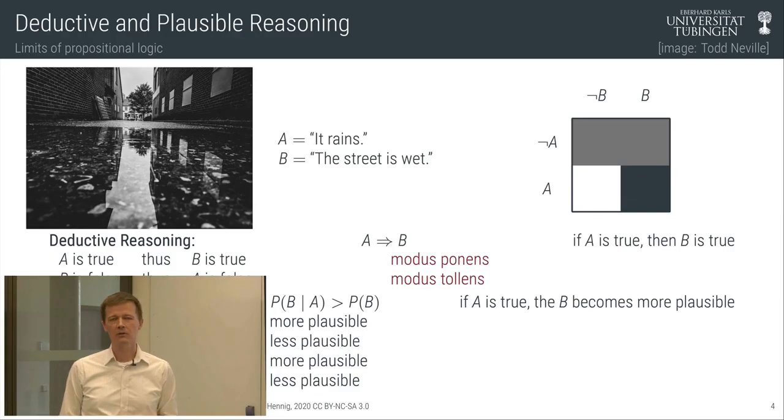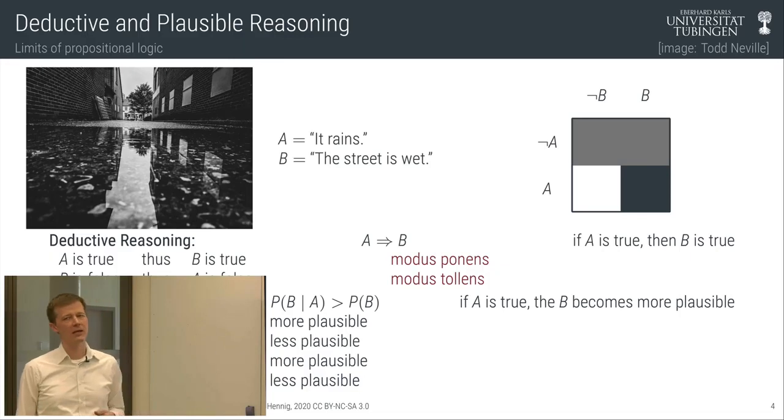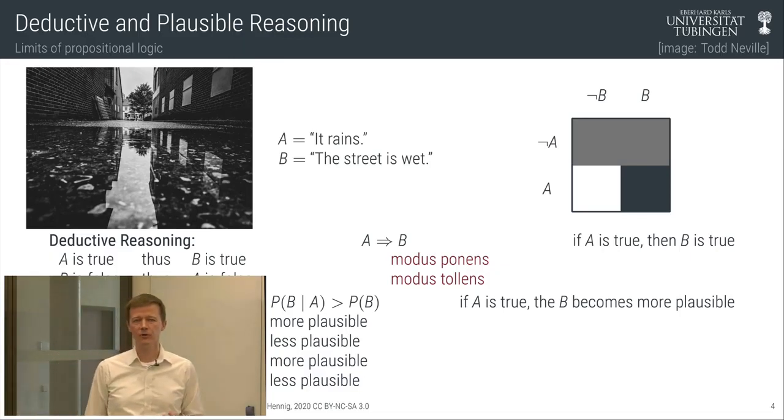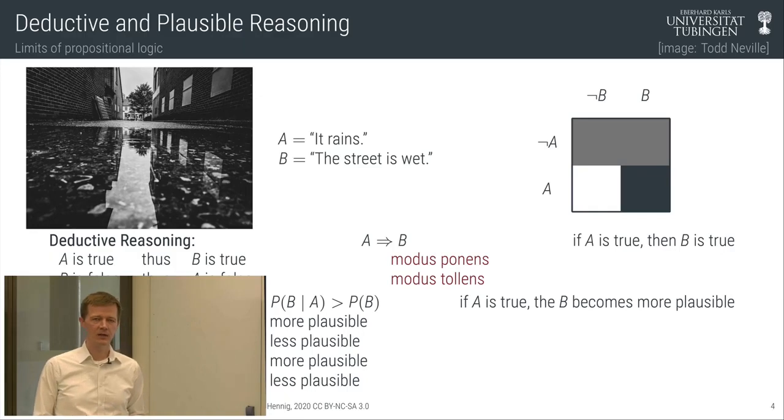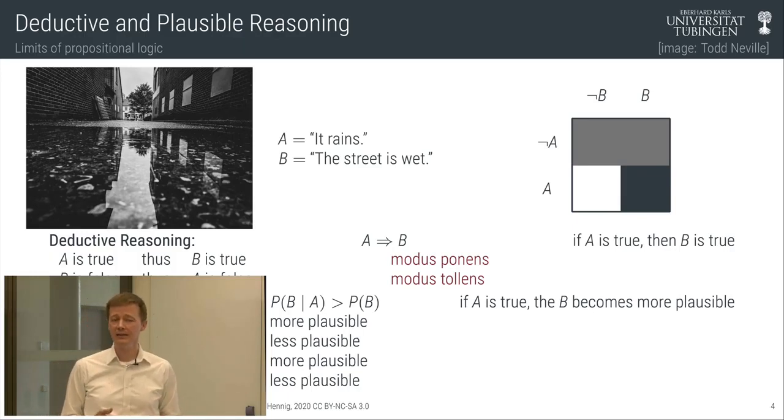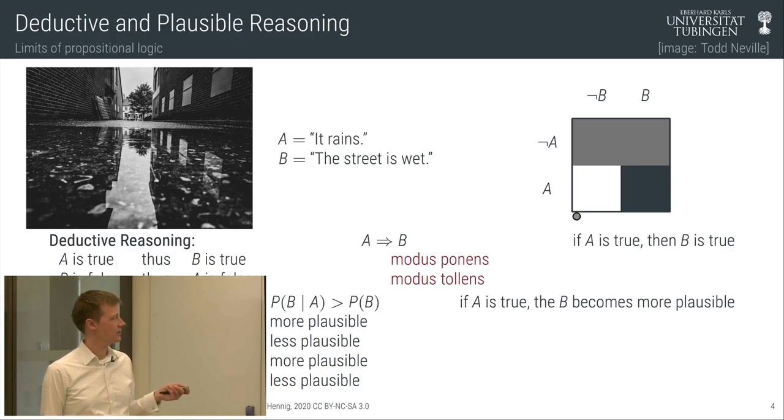However, propositional logic does not allow us to reason about the other two possible combinations of true and false, even though these are conclusions that you might make yourself with your human brain. So if you look outside and you see that it's not raining, so A is false, then you might infer that it's quite likely that the street is dry, so B is false. But propositional logic doesn't allow us to make this kind of statement.